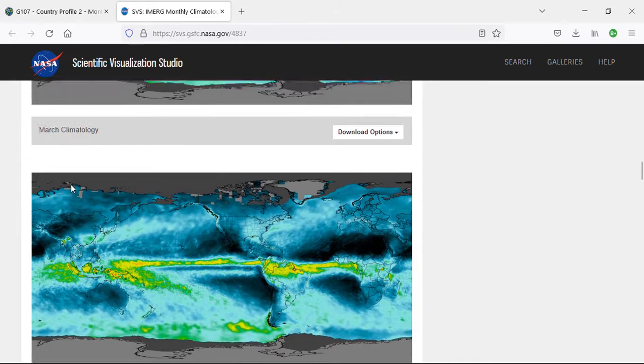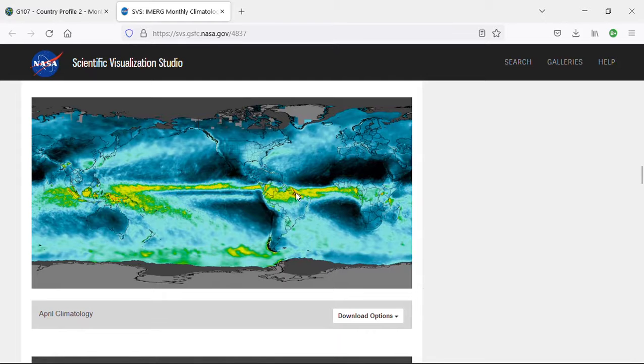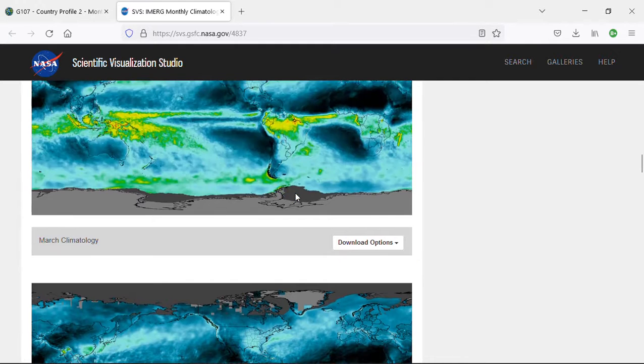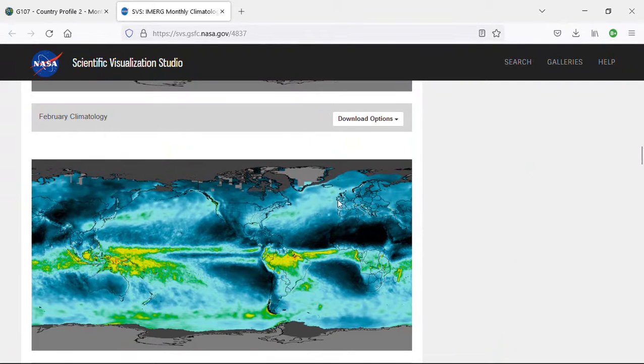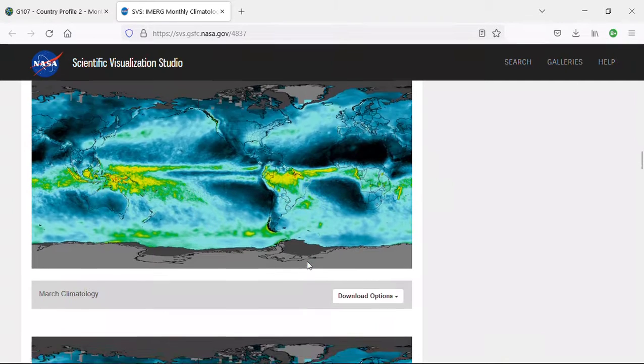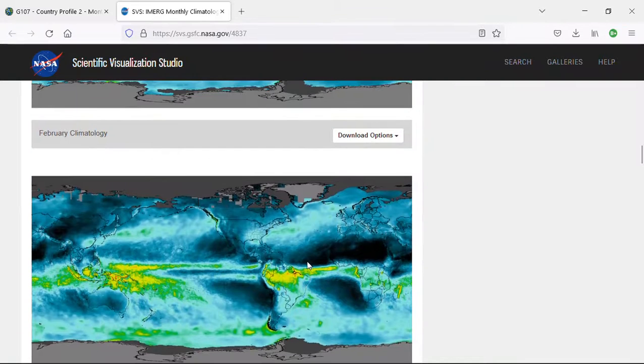And just a friendly reminder: in this case, we have greens and reds where we have higher precipitation, and yellows. And then the blues, in this case, and white areas are showing the absence of precipitation.